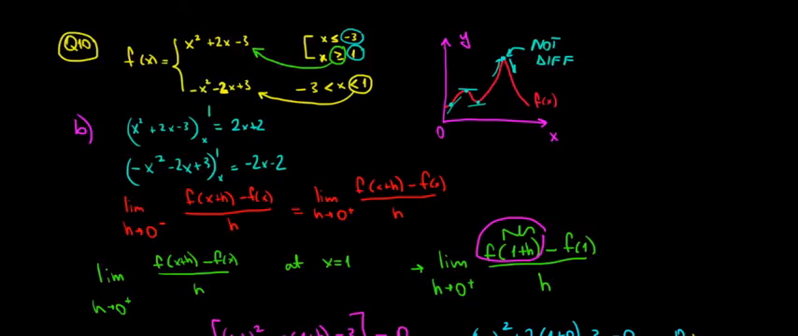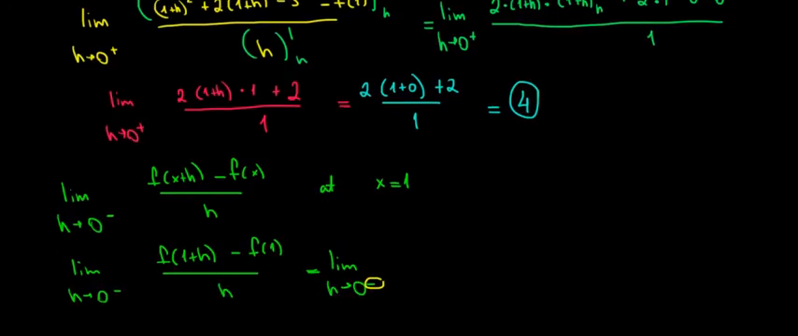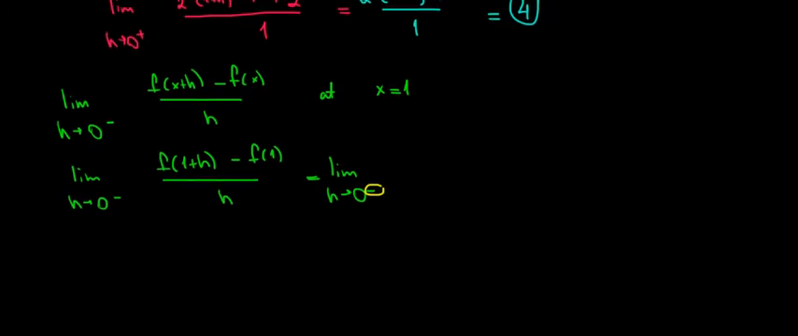So let's write that down. Let's write it over here. We have minus 1 plus h to the power of 2 minus 2 times 1 plus h plus 3, then f of 1, we already calculated in the previous part, it's 0, divided by h.